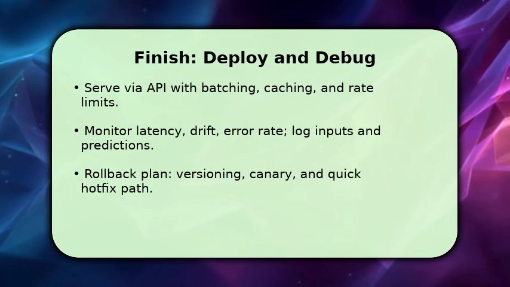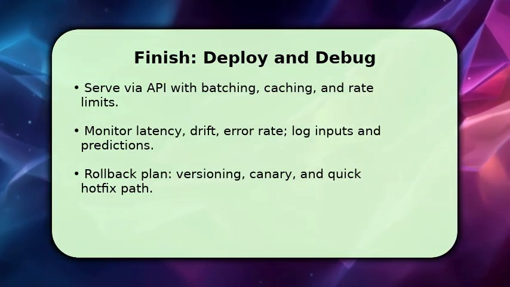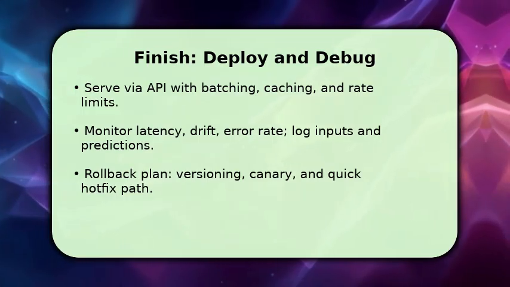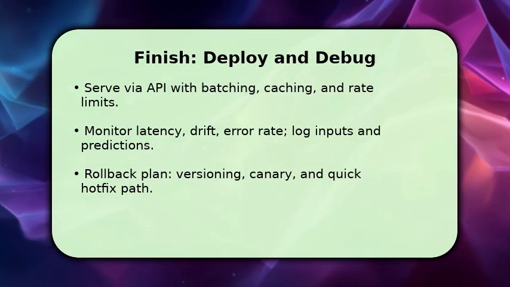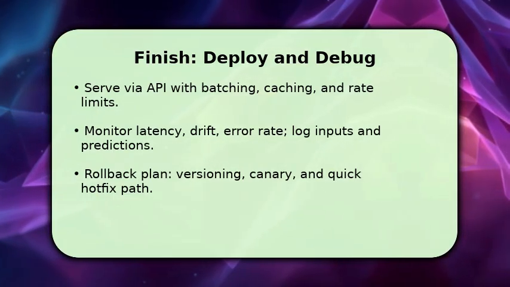To finish, package your model with a lightweight API, enable batching and caching, and set rate limits so the service remains responsive. Deploy with versioning and a canary rollout to reduce blast radius, monitor latency, data drift, and error rates continuously, and log inputs plus predictions for troubleshooting.